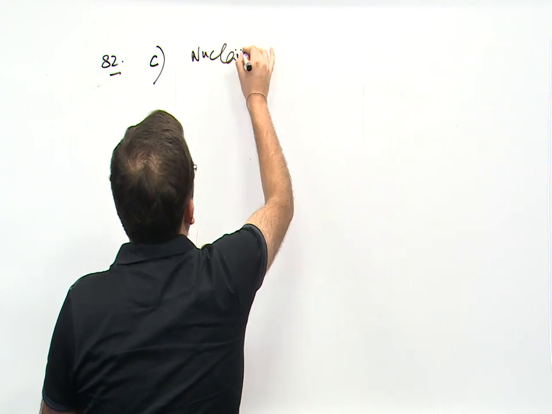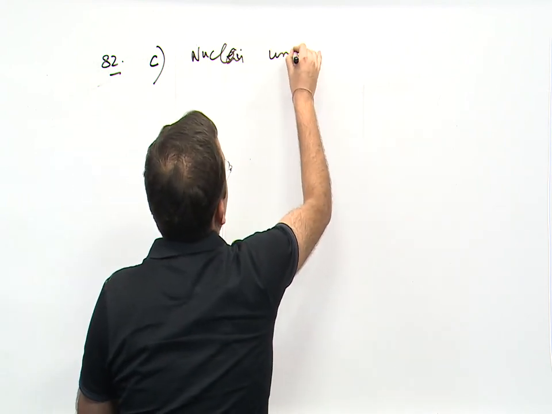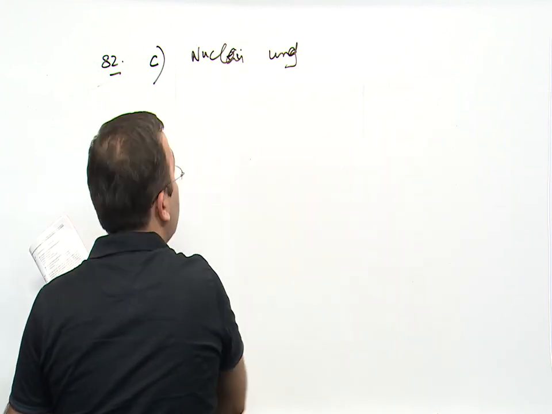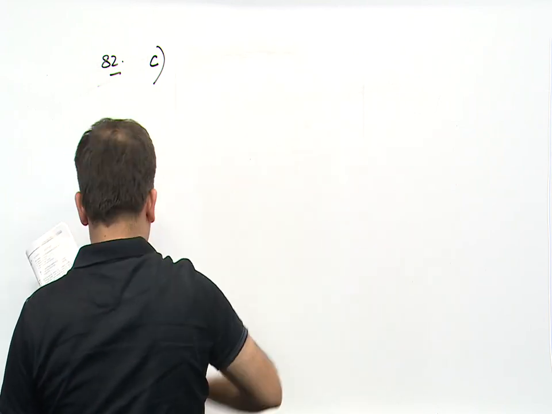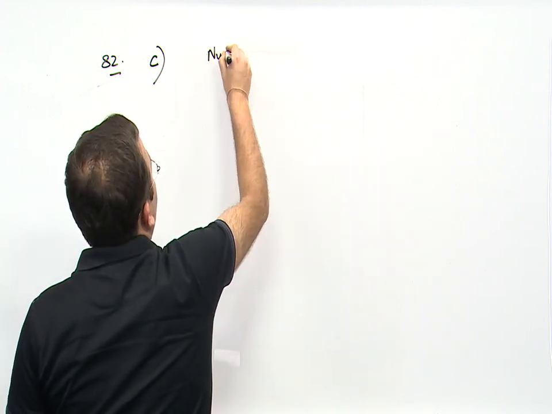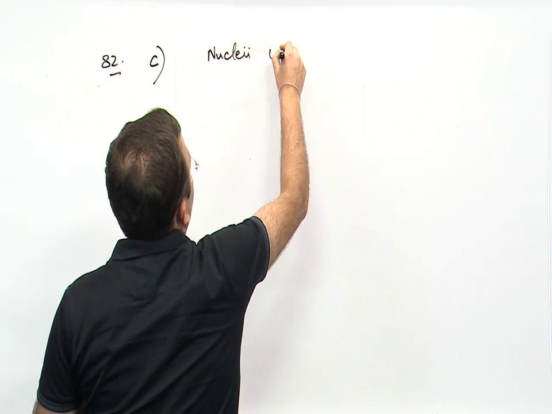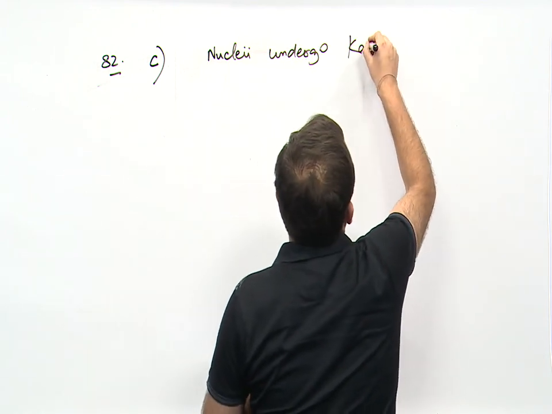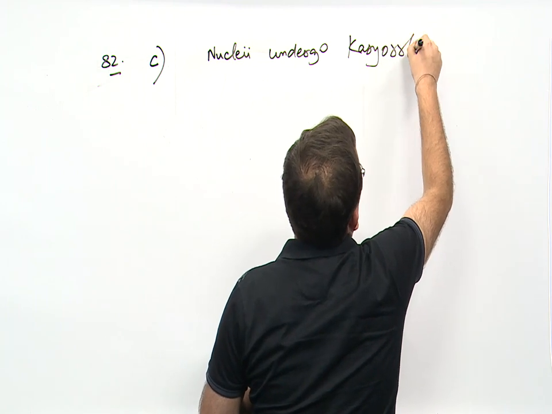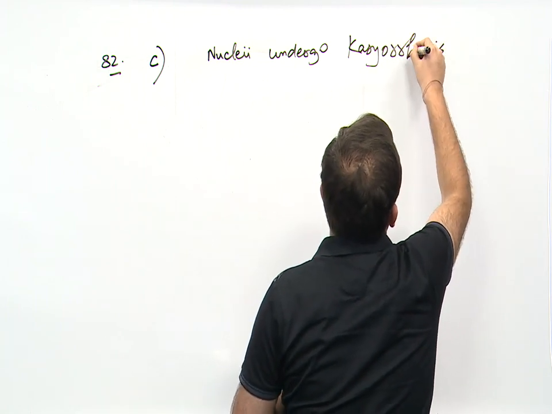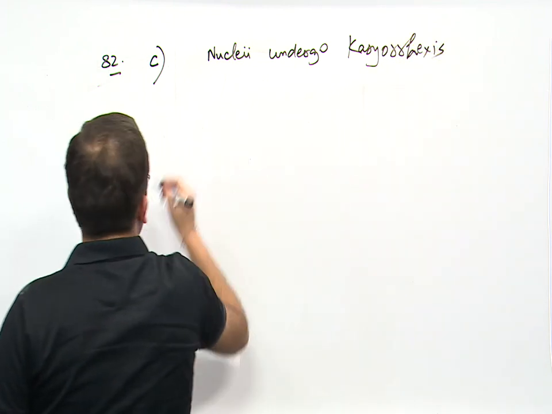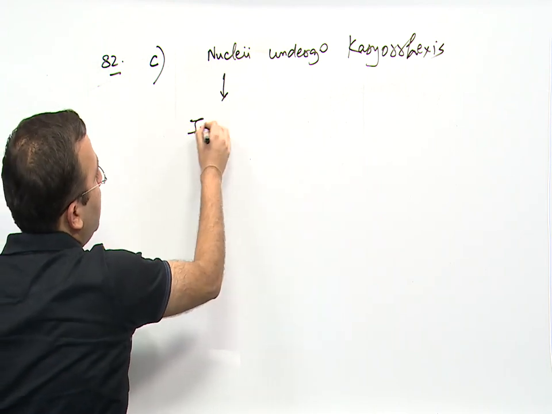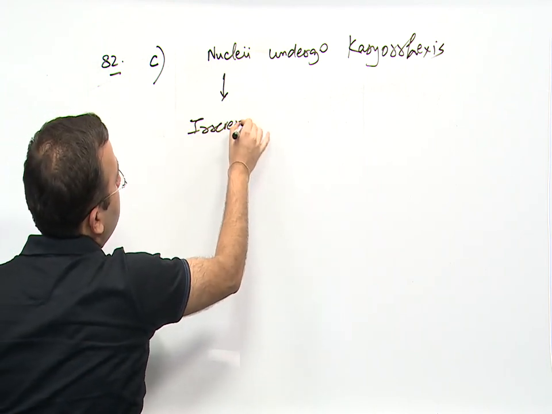Nuclei undergo karyorrhexis. The nuclei, by mistake, let me write it properly. The nuclei, they undergo karyorrhexis. So, this is an irreversible change.